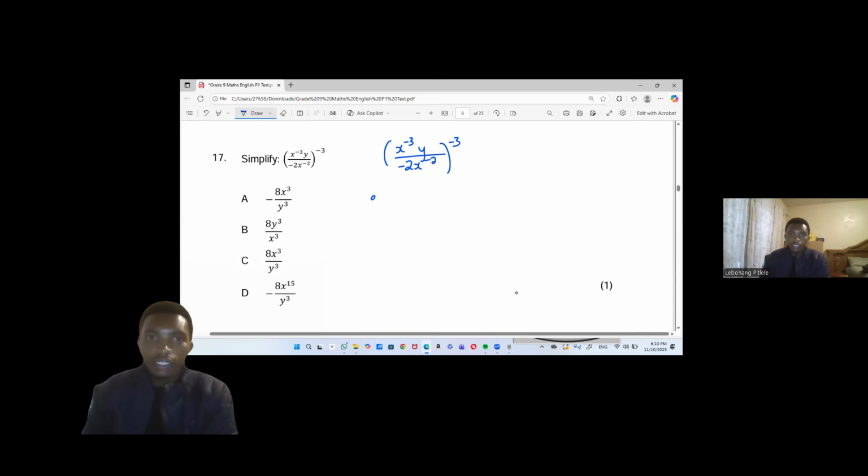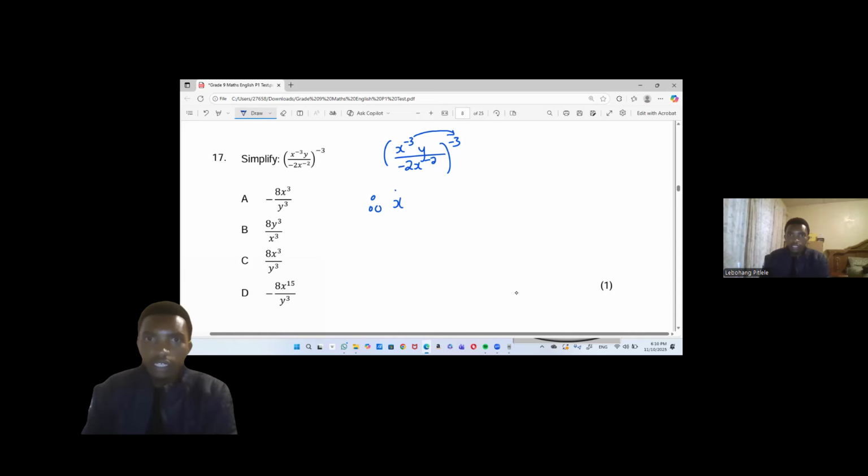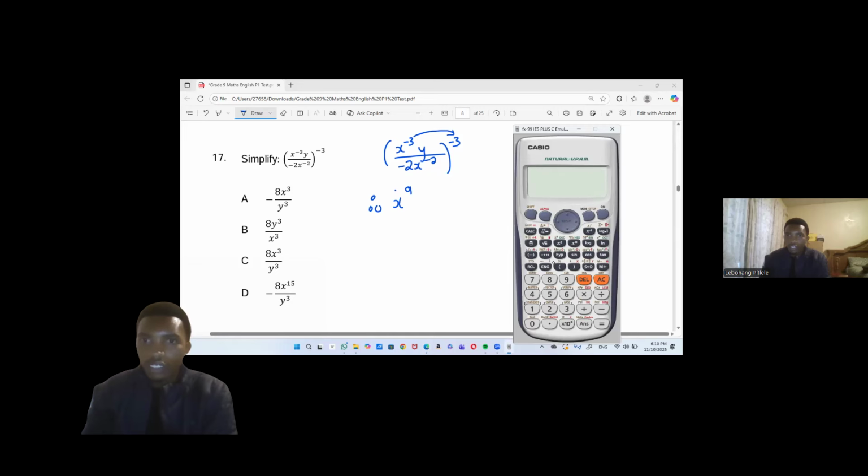And then again, remember, if ever we have an exponent to an exponent, what do we do? Multiply. We multiply. So here we're going to have x, negative 3 times negative 3 is how much? Negative 3 times negative 3. Positive 6? Sorry, it is positive 9. Negative 3 times negative 3 gives us positive 9, right?